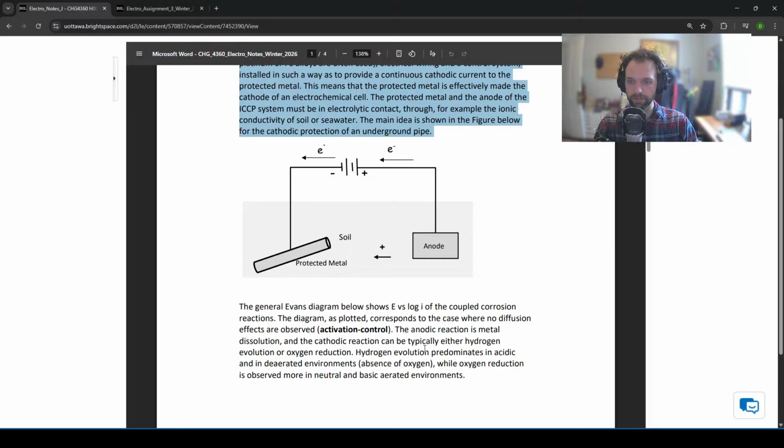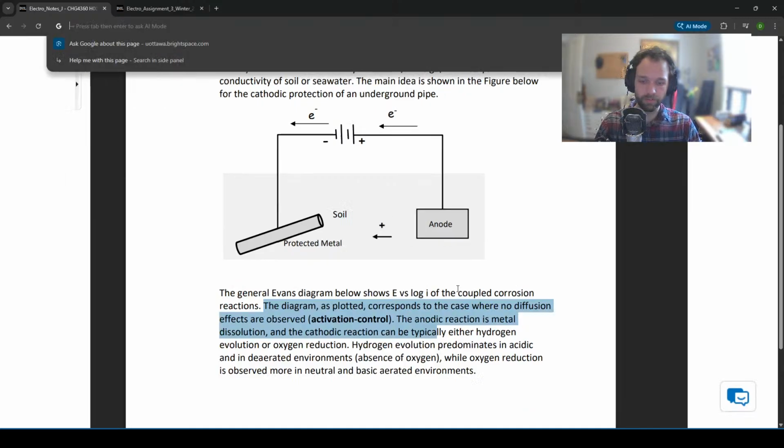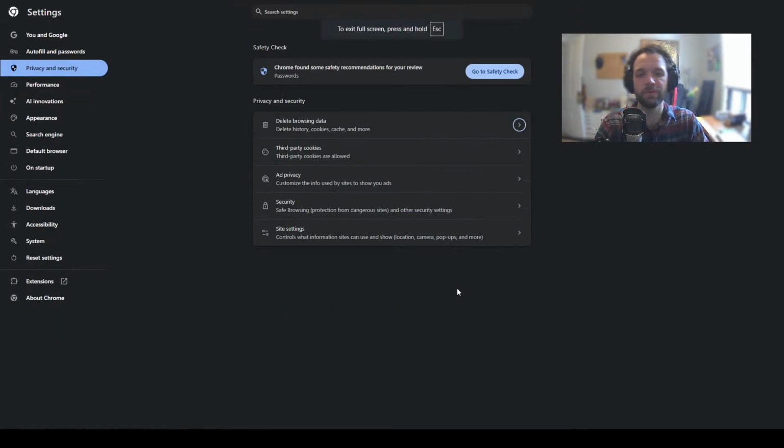In general, Evans diagrams show potential versus the logarithm of current of the coupled corrosion reactions. The diagram as plotted corresponds to the case where no diffusion effects are observed, activation control.